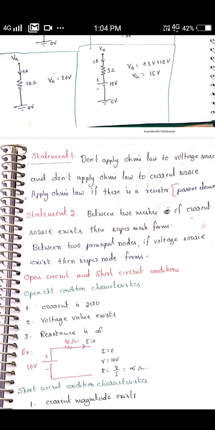Next, open circuit and short circuit conditions. Very important conditions those are. See the characteristics in the open circuit condition. In the open circuit condition, current is 0, voltage will exist, resistance is infinity.